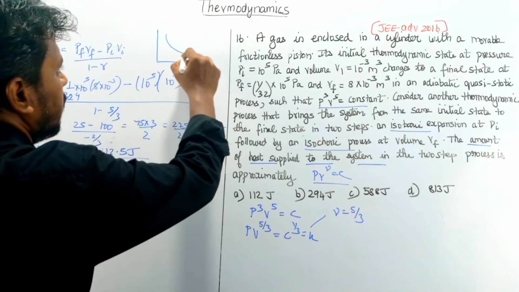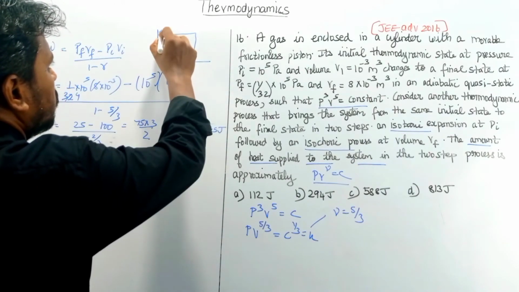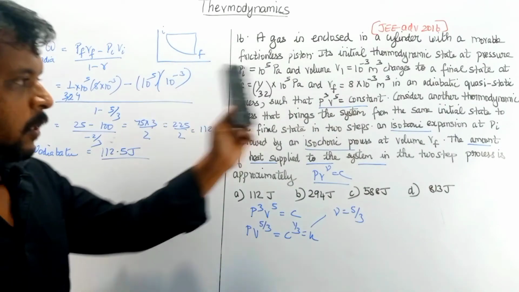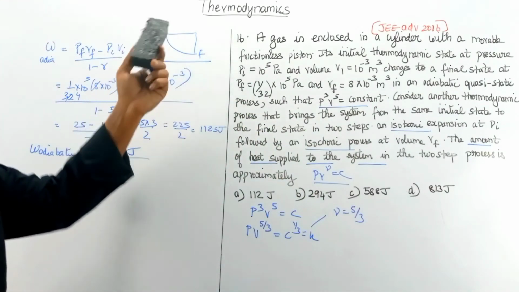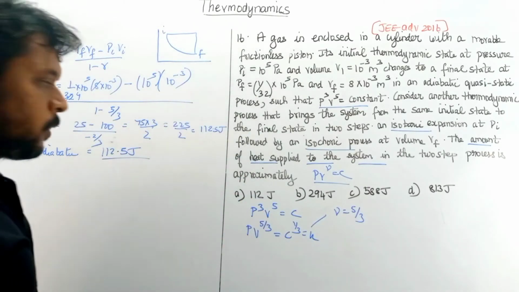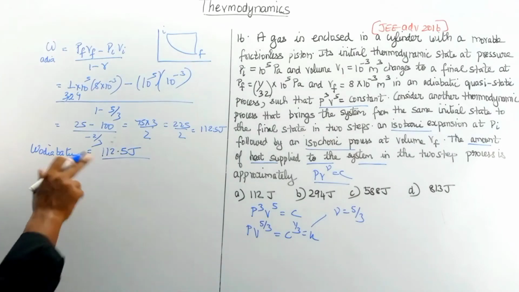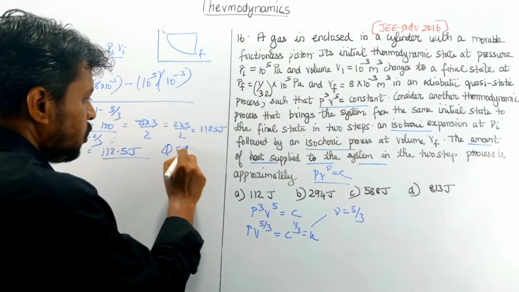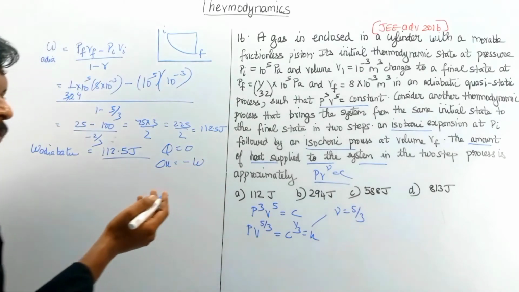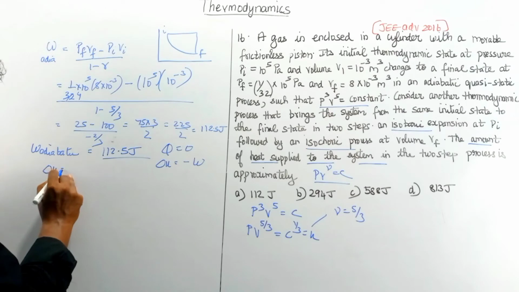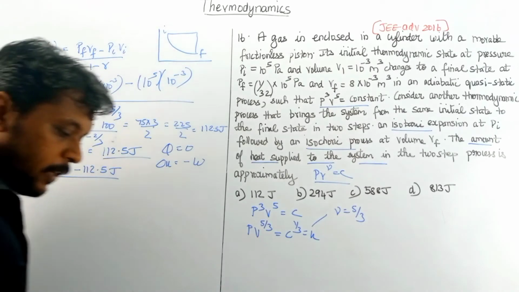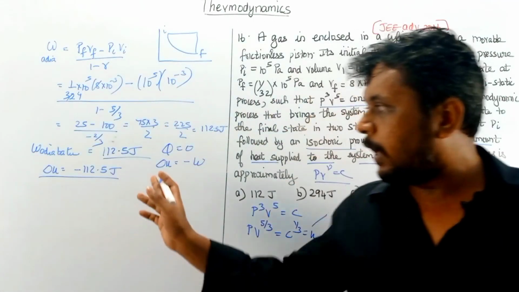See that for both the processes, the adiabatic and the two-step process, we have the same initial and final point. So the change in internal energy will be equal for both processes. In case of the adiabatic process, you know that Q is 0, so delta U will be equal to minus W. From this, delta U will be equal to minus 112.5 joules.